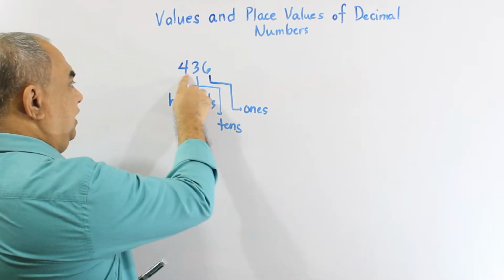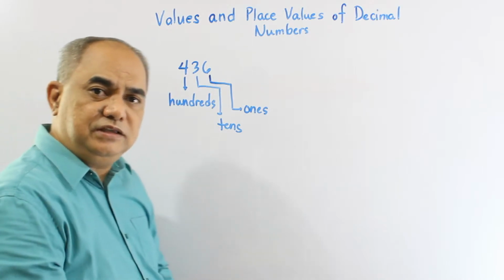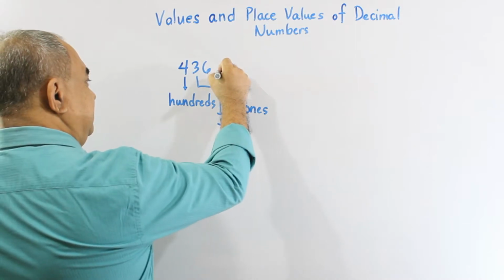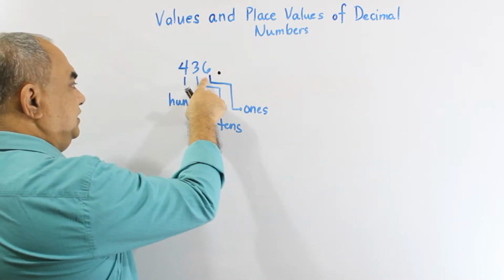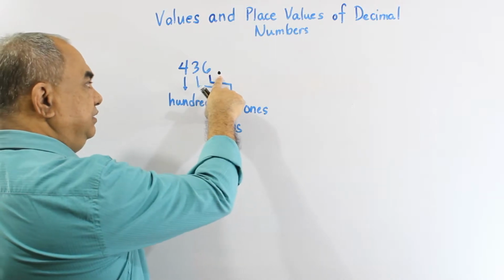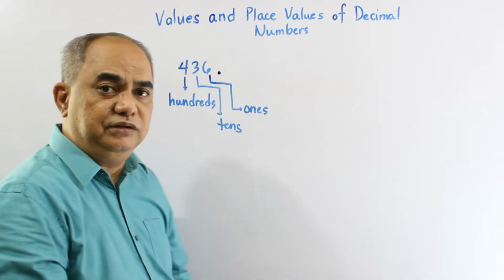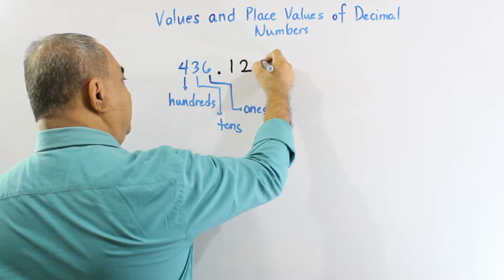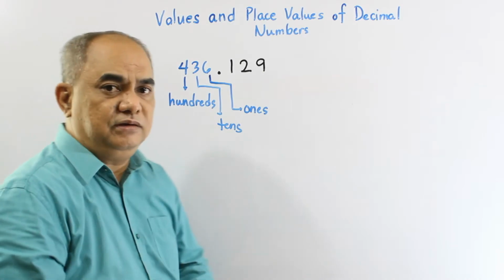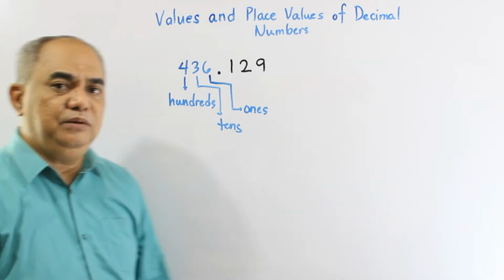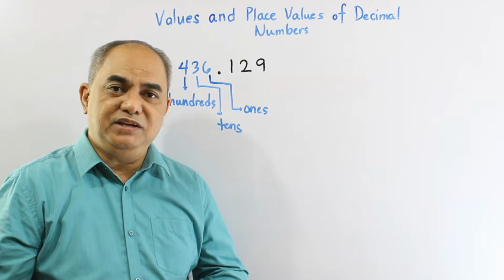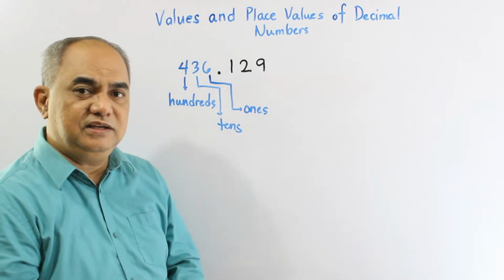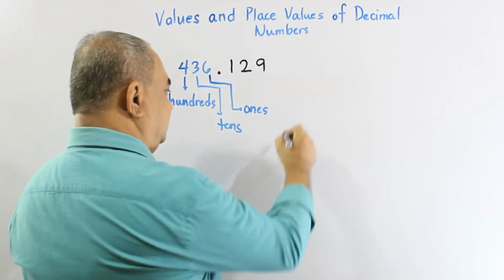For example, if we have this 436, and this time we are going to put decimal values, just like this. So 436, the decimal point here, and all the numbers here will be your decimal numbers. So let's say 129. We're going to determine both the place value as well as the value for these digits. Let's start with the place value.